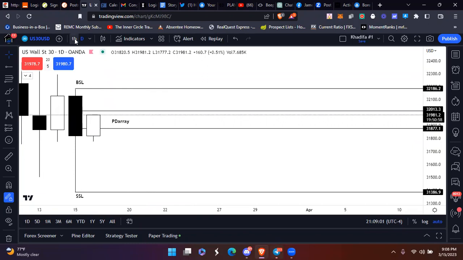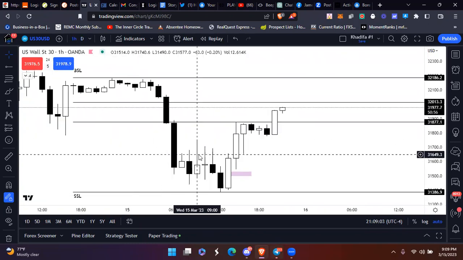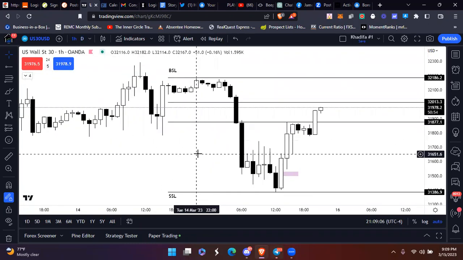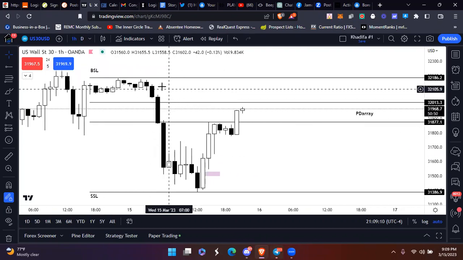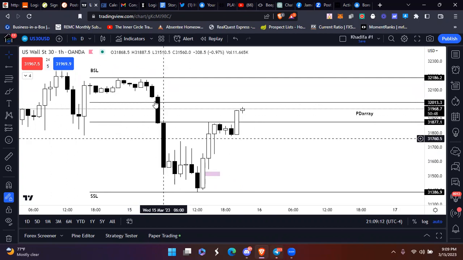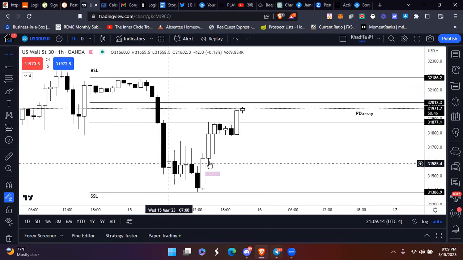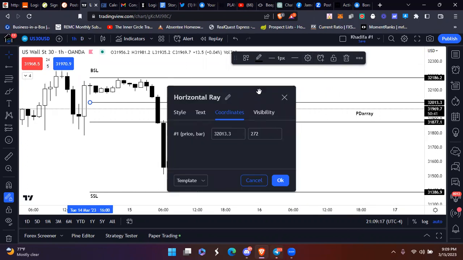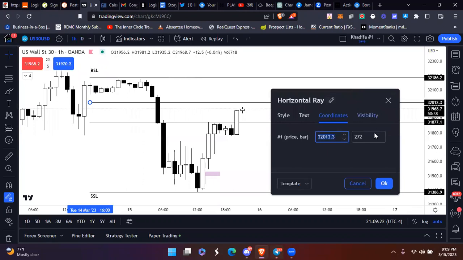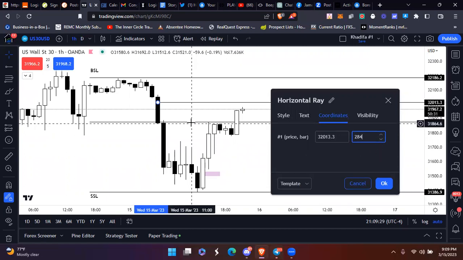What do we got inside of that PD array, y'all? Fair value gap. Look at that. I'm telling you, when it lines up like that, it's a beautiful thing. So we just want to see how price action reacts to this level, PD array and fair value gap.